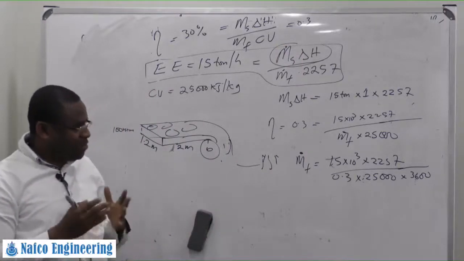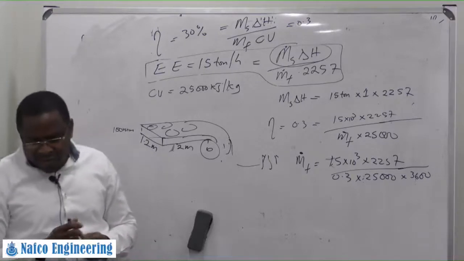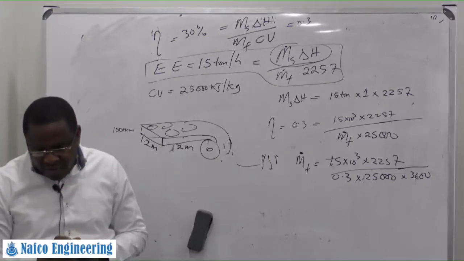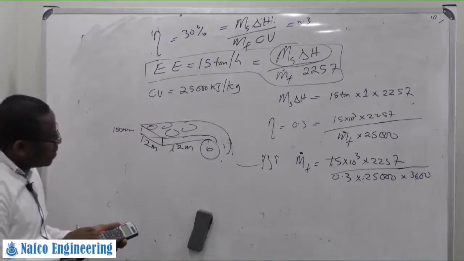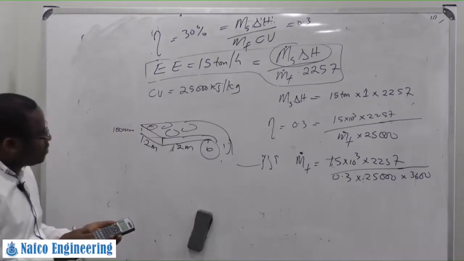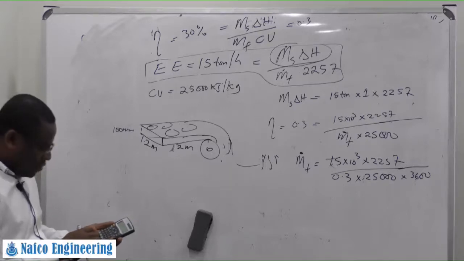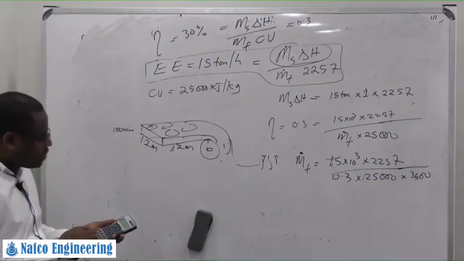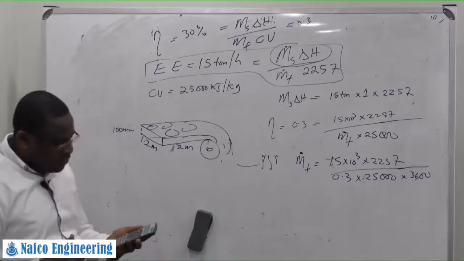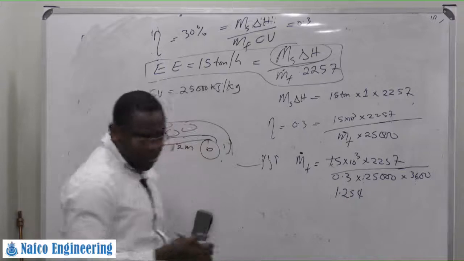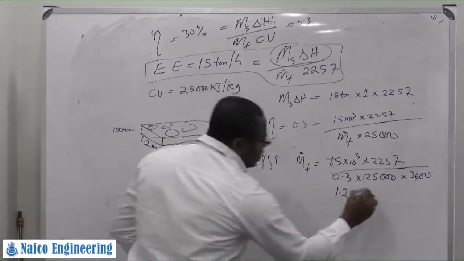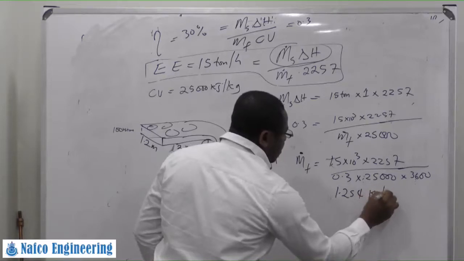It's a mass flow rate, in other words, this with time. So if you do that, you get about 1.254. Let me just have 15, 1, 2, 3, times 2257, divide 0.3, divide 25000, divide 36, get about 1.254. So we have 1.254, okay, kilogram per second.